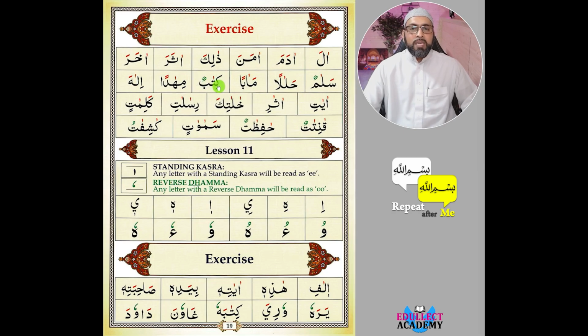One final time. Kitabun. Mihadan. Again. Mihadan. One final time. Mihadan. Ilaha. Ilaha.